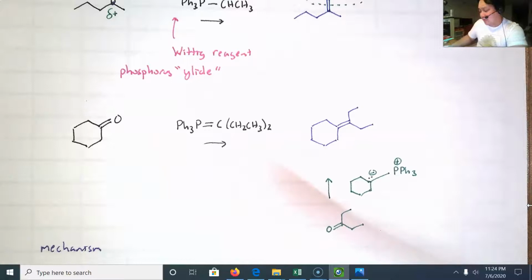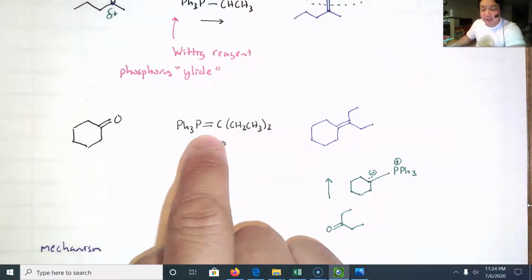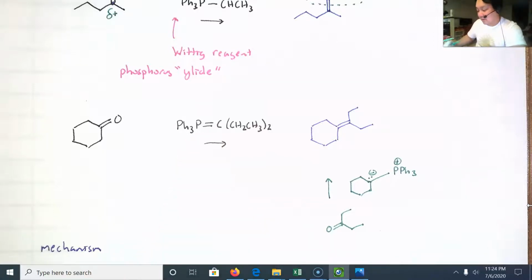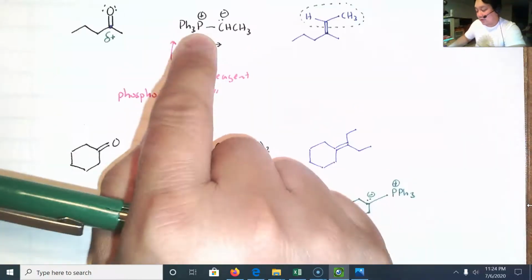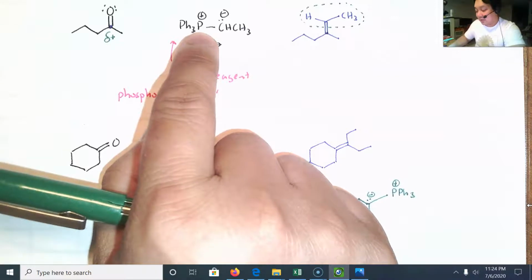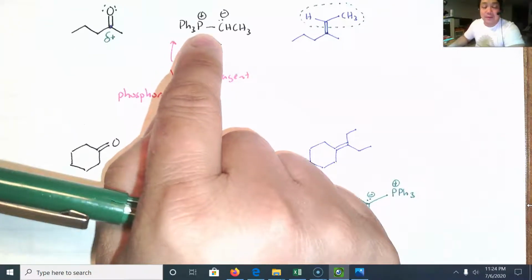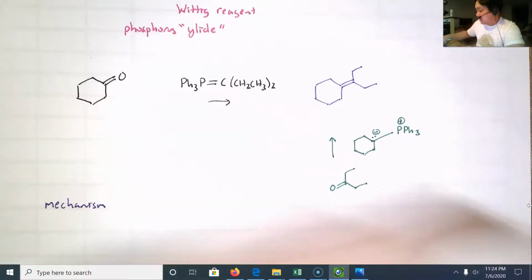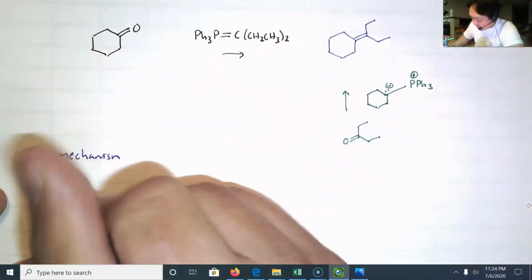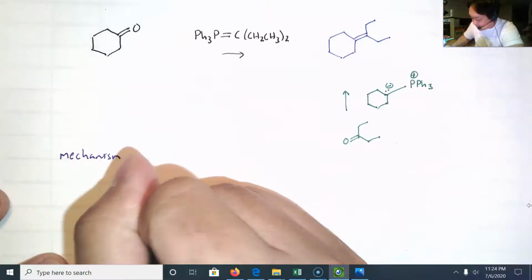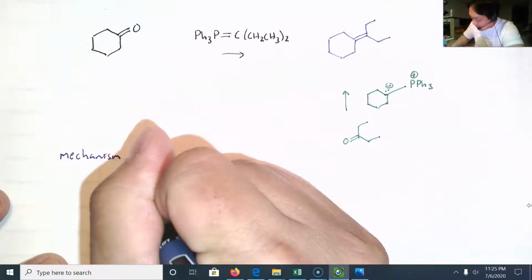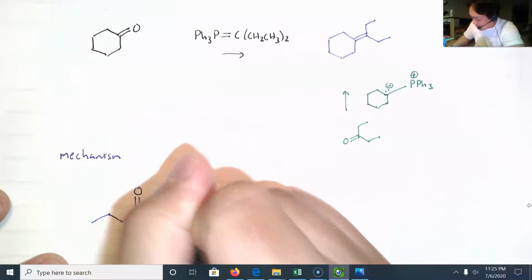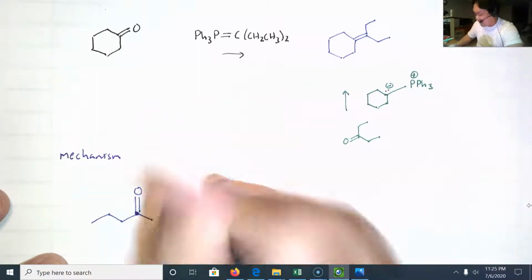You could do the same. Actually, I don't draw the mechanism using this Wittig reagent normally. We're going to go ahead and draw the reaction with this form of the Wittig reagent. Let's do the mechanism for the first reaction that we saw. It's just two steps. I'm going to draw this bond a little bit longer than normal, and I'm going to make sure I have that dot.